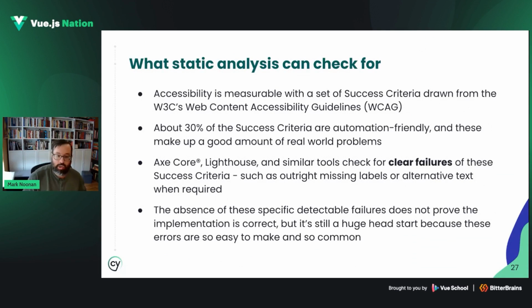Great. So the idea of what AxeCore can do is what static analysis can check for. And in this case, static analysis can look at about 30% of these Web Content Accessibility Guidelines. And I know we're going fast and I'm throwing out a lot of terminology, so there are resources at the end of this that will explain some of these things in more detail. But if you look at those criteria that tell us whether an experience is accessible, we can detect a lot of important failures of those criteria with something like AxeCore.